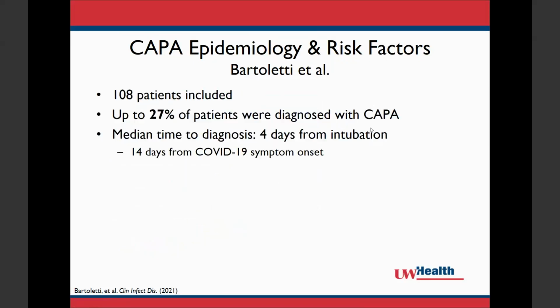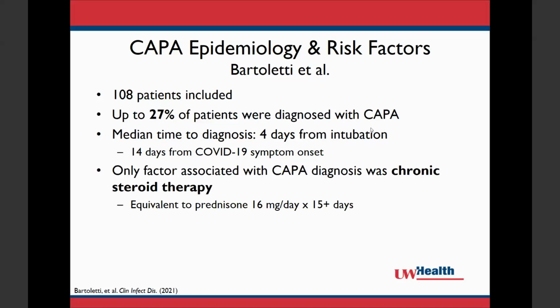So 108 patients were included in this study, and up to 27% of patients were diagnosed with COVID-associated aspergillosis. Usually the median time to diagnosis was 4 days from intubation and 14 days from symptom onset. Interestingly, the only factor that they found significantly associated with CAPA diagnosis was chronic steroid therapy.